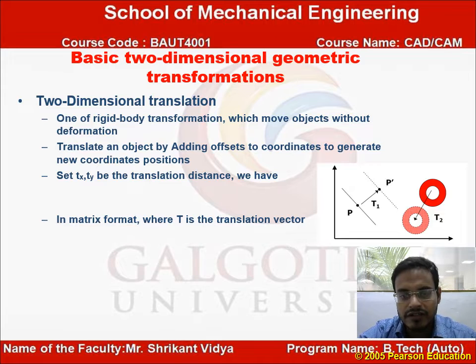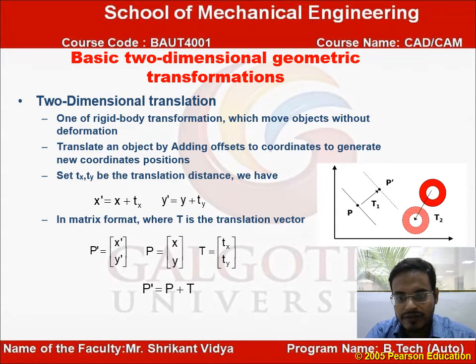Let tx and ty be the translation distances. In matrix format, we have t, the translation vector. For each transformation there is a matrix, so we have to add or multiply this matrix to the original coordinate matrix to get the new transformed coordinates. In translation, tx and ty are the translation distances, the amount by which we translate. You can see x dash, the new position of the x coordinate, is x plus tx, and y dash is y plus ty. So tx and ty are the distances by which the translation is done.